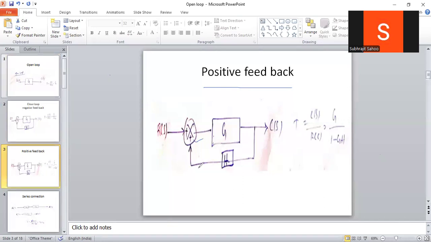Okay, positive feedback and negative feedback. In the question, this sign will be clearly mentioned. From that sign, you can know whether it is positive feedback or negative feedback. The formula is the same, G by 1 minus GH. Only the sign will be changed. So this is the closed loop with positive feedback, and the closed loop with negative feedback, right? So come to the next slide. Next slide, observe.